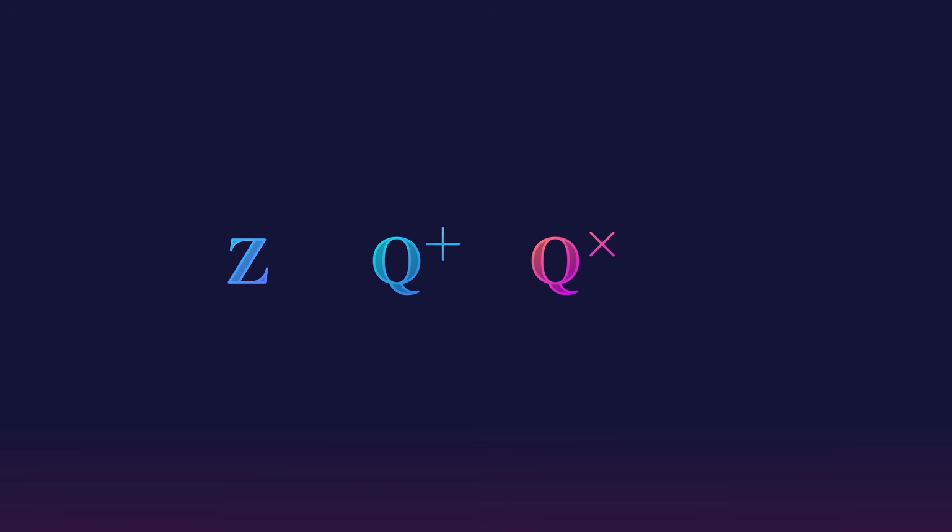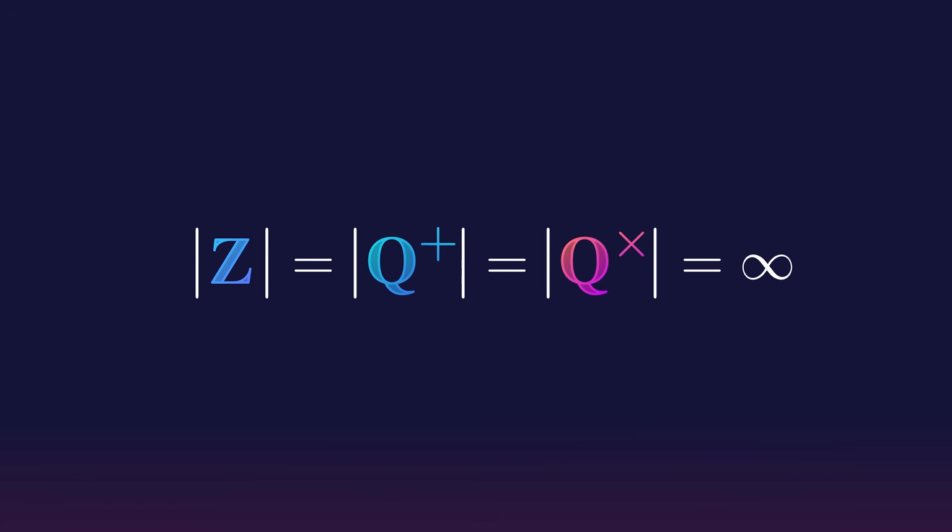All 3 groups we've looked at so far have infinitely many elements. How many elements a group has is called the order of the group, and is written with these 2 bars. But in the early days of group theory, groups commonly only had finitely many elements. So let's look at some finite examples.